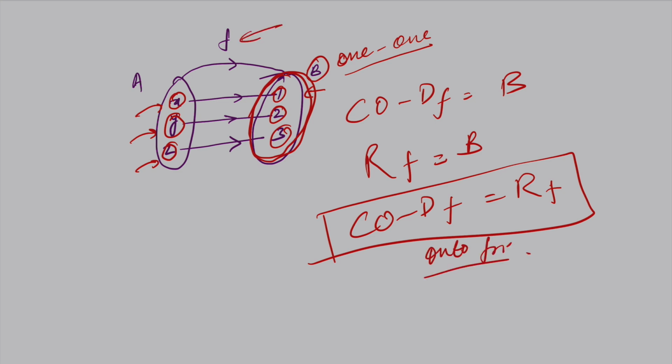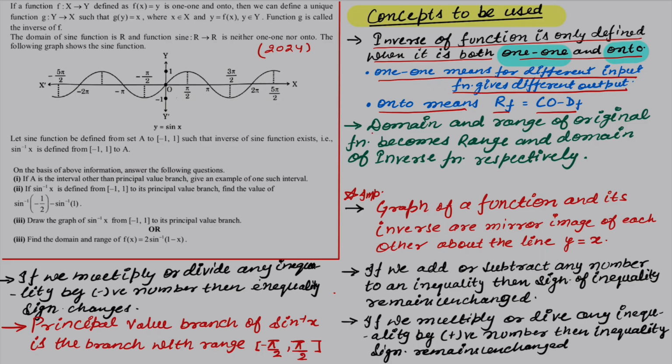As this function is both 1-1 and onto, we can say that this function is a bijective function. So what we want to say is, the inverse of a function is only defined when the function is 1-1 and onto. Next is, the domain and range of the original function become the range and domain of the inverse function respectively.